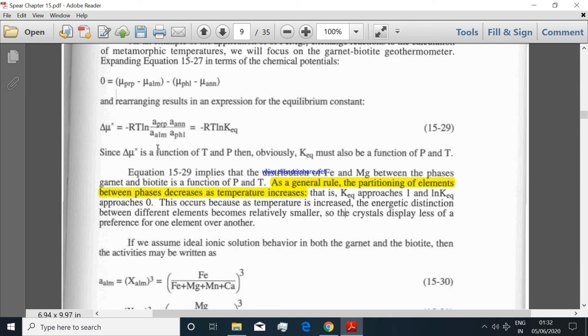If it is approaching 1, then the activities of pyrope and aluminium will be the same, and those will be trying to approach 1 because the values are getting cancelled and they are getting into equilibrium. So the logarithm of K equilibrium approaches 0, because in that case the delta mu has to be 0, as they are approaching a delta G of 0. This occurs because the temperature is increased and the energetic distinction becomes smaller, which verifies that the energetic distribution between different elements becomes relatively smaller, and so the crystal displays less preference for one element over another.